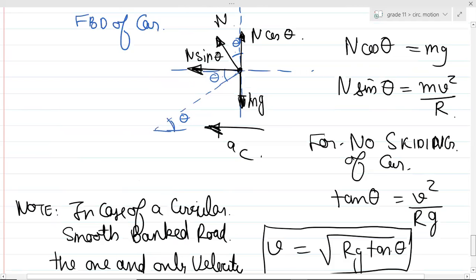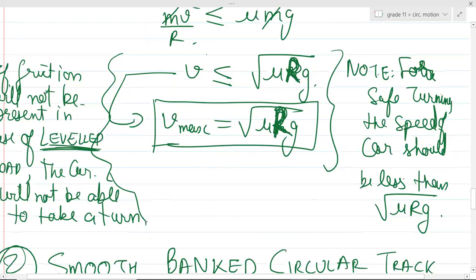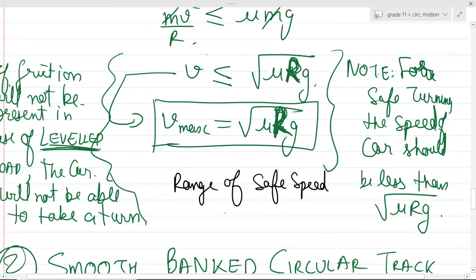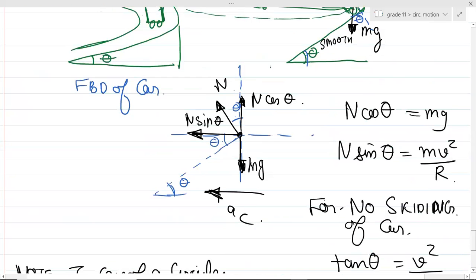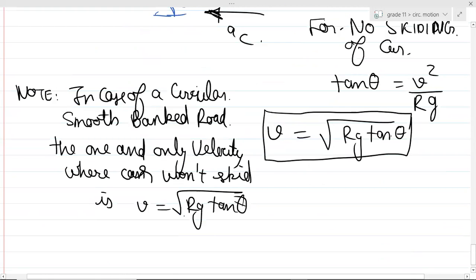In the previous case, what was happening, guys? In the previous case, can you see there was a range of safe speeds, right? Do you remember it was the range of safe speeds? The range of safe speed was from what? v should be greater than 0 and it should be less than under root of mu Rg. Yes or no? So in the case of friction, you got a range of safe speeds, whereas in the case of a smooth road, there is no friction, so there is one and only one velocity where the car will not skid.